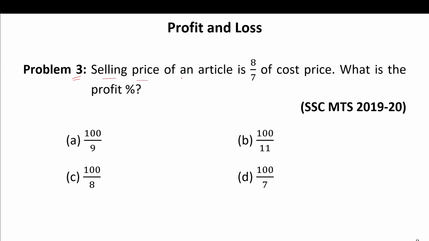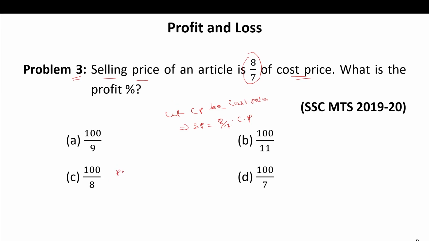Okay, so selling price of an article is 8/7 of the cost price. So let CP be cost price, equal to X, right? So this implies that SP is equal to 8 by 7 into CP. So this is what we are given. Okay, then what is the profit percentage?